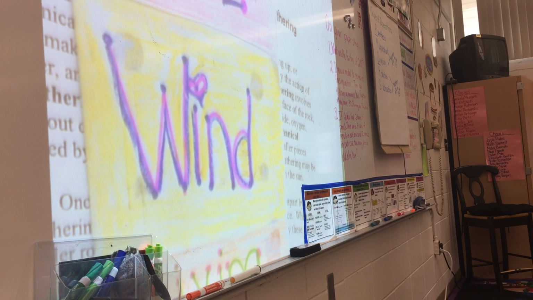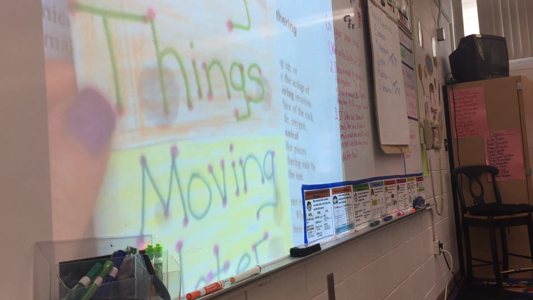Right now, you only have one word at your table. But you're going to have 4 different words: ice, wind, living things, and moving water.